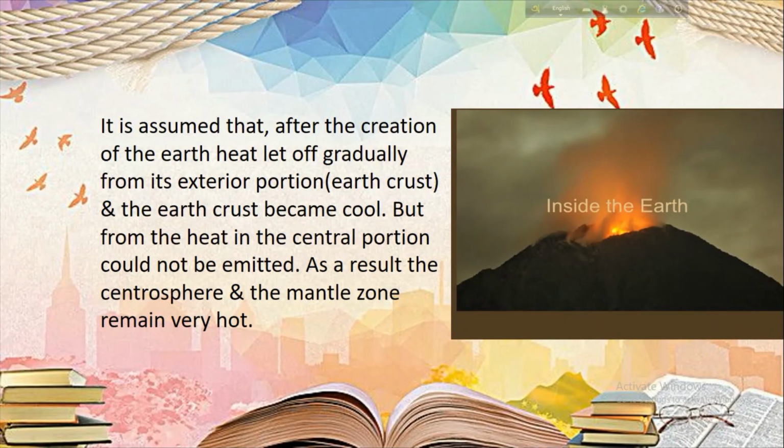Now, what is the condition of the inside of the earth? It is assumed that after the creation of the earth, heat let off gradually from its exterior portion, that is the earth crust, and the earth crust became cool. But the heat in the central portion could not be emitted. As a result, the centrosphere and the mantle zone remain very hot.